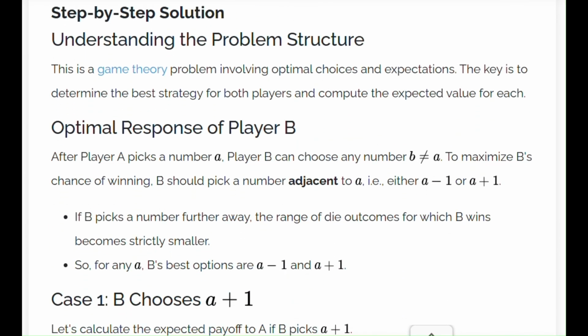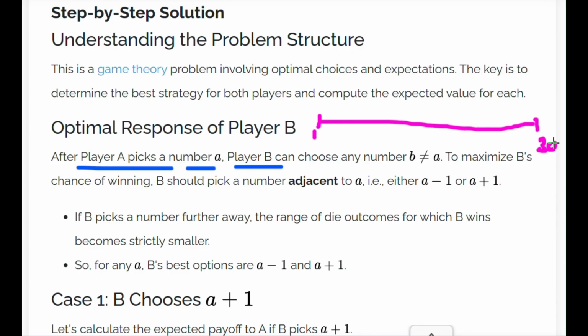So after player A picks the number A, player B can choose any number B. Now, if we assume that this is our number line starting from 1 and 30 here, these are all the numbers on the die, and let's say A picks a number over here, somewhere on the number line. Now, let's say B picks a number towards the higher end, very close to 30 on this side.